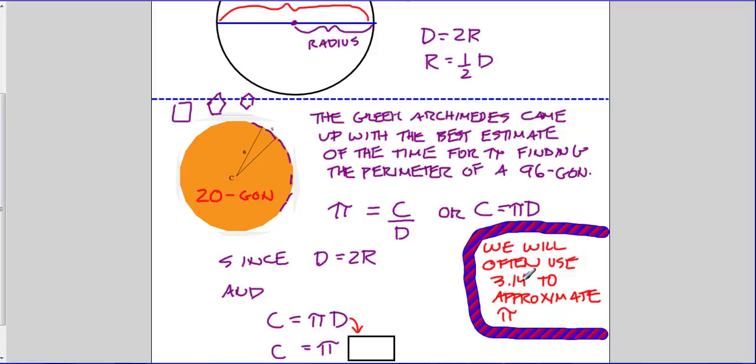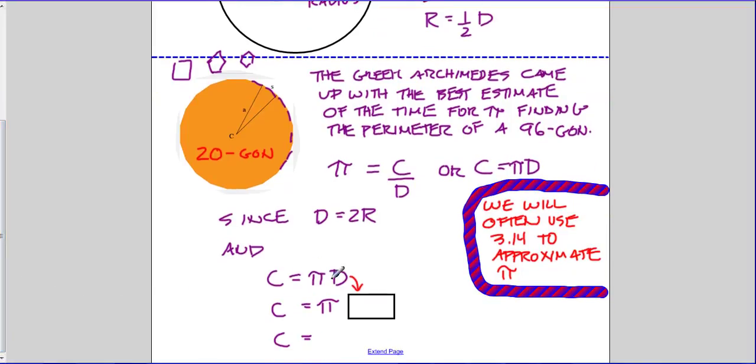And we will often use 3.14 to approximate pi right now. You can get much better estimates, but we'll use 3.14. So pi is equal to the circumference of a circle divided by its diameter. This also can be written as c equals pi times diameter. And since diameter is 2r, we can also write the formula c equals pi d, which I'm taking from right here.